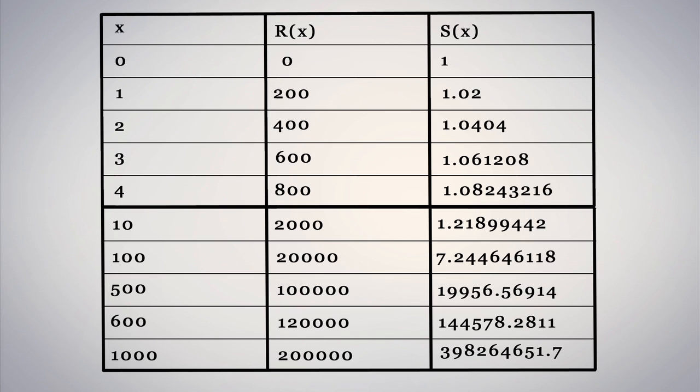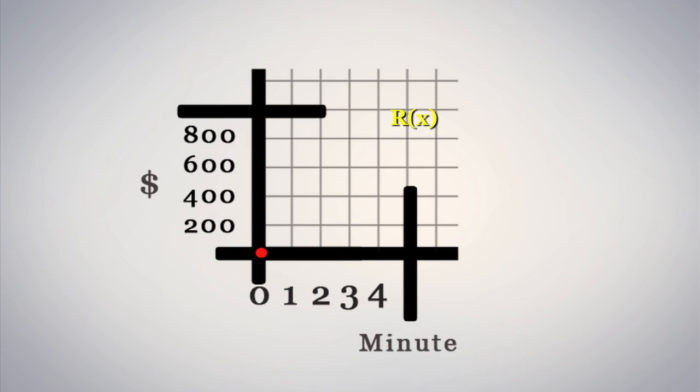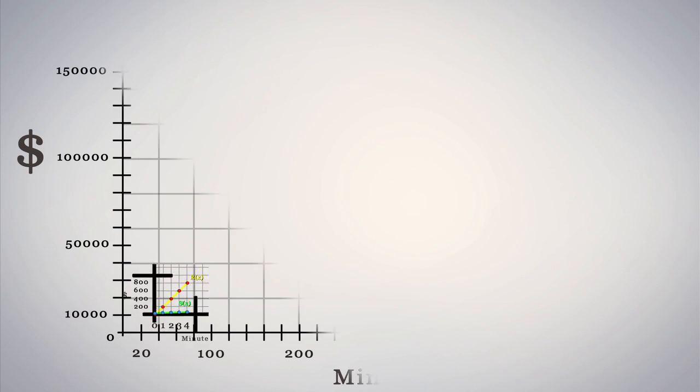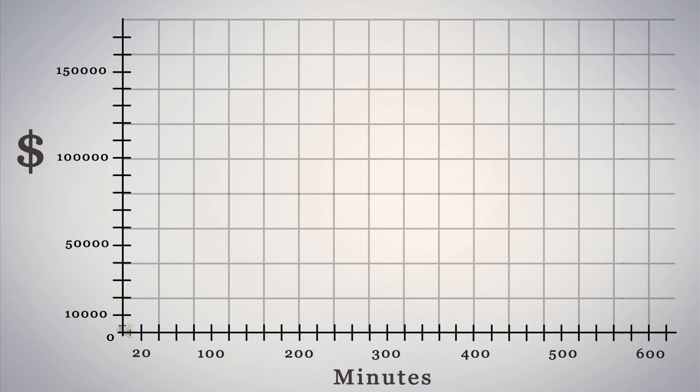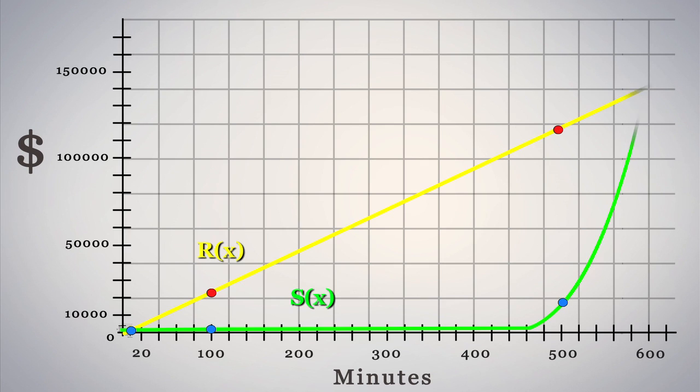Now, let's plot these functions on a graph. Just like we saw in the table, function R starts out big and grows steadily at $200 per minute. Function S, on the other hand, grows proportionally to its current value. When the value is small, the growth is small. However, as the value becomes larger, the growth remains proportional to that larger quantity, and then suddenly, bam! Rapid growth is taking place, dwarfing the function that adds $200 per minute.